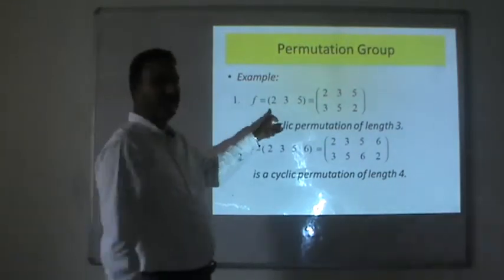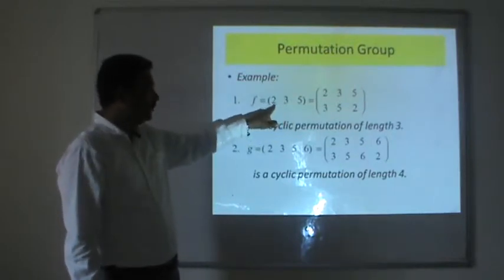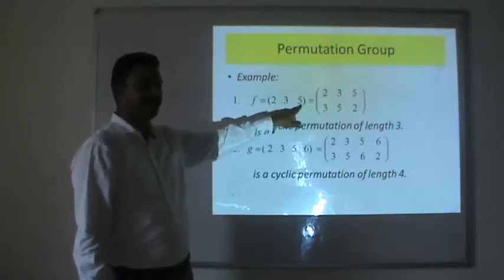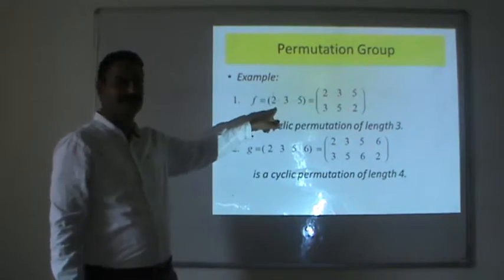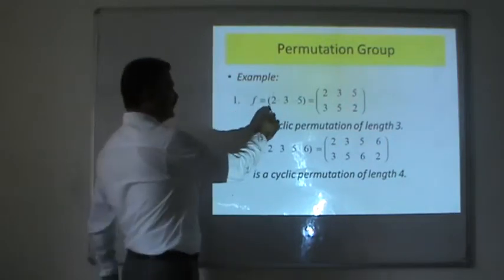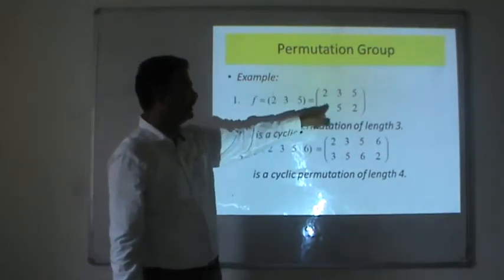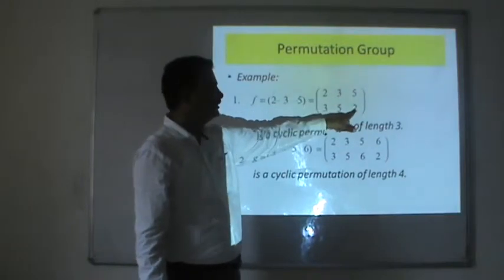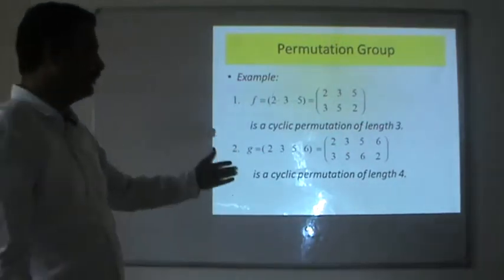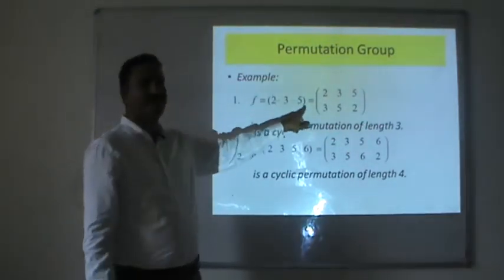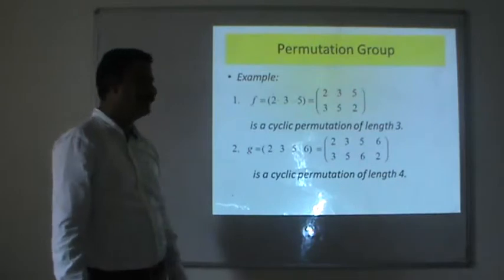This is one of the examples of a cycle where F is given by (2, 3, 5). This is a cycle where 2 moves to 3, 3 moves to 5, and 5 moves to 2. That's why it constructs a cycle, and this is why it is known as a cyclic permutation. So this cycle can also be written in this manner as a permutation: 2 moves to 3, 3 moves to 5, and 5 moves to 2. And this is a cycle of length 3. So it's a cyclic permutation of length 3 because the cycle permutes 3 elements.